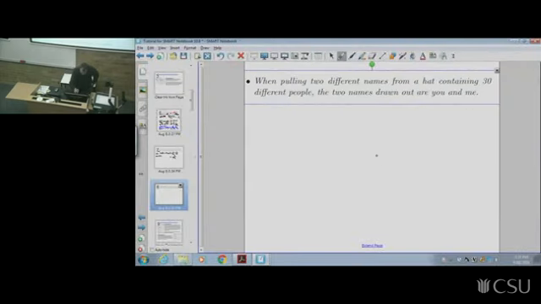So this is slightly different. What's the probability, same pick from the hat, of getting you and me? So how is this different to the last question? It doesn't matter. Okay, so we don't care about order. That's the only difference.